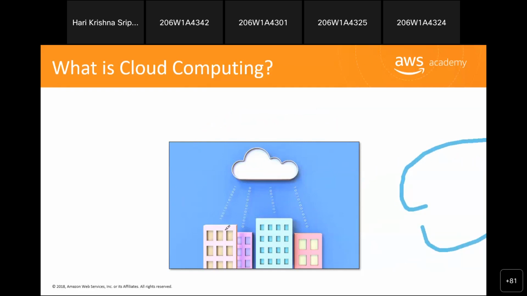Basically, we can assume it as a huge network. One network, one building, two buildings, three buildings, and four buildings. All these are connected through a single means of communication, and that we call cloud. This cloud makes it easier to share or transfer data between each other.